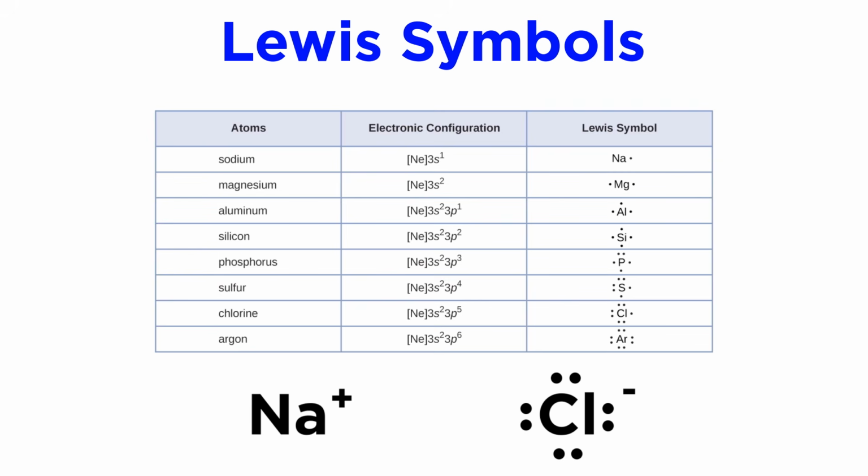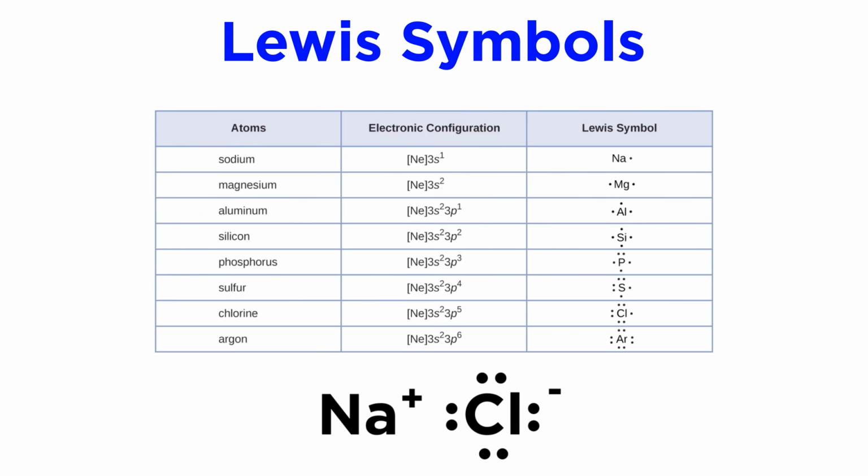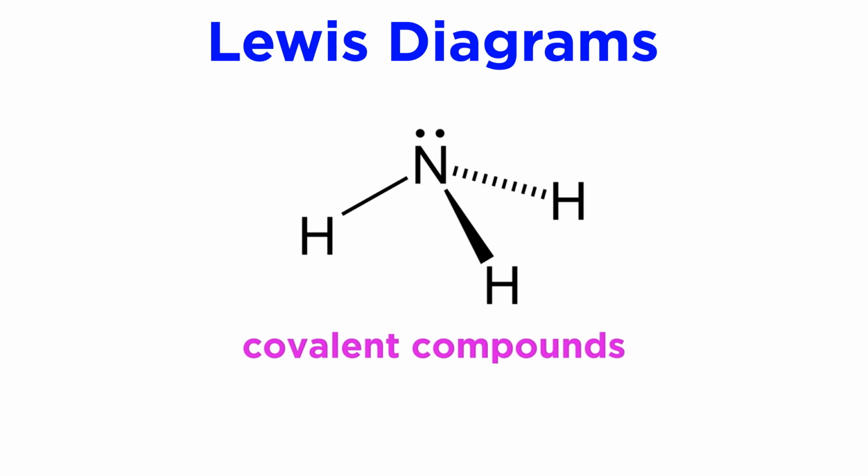These individual Lewis symbols are what we combine in order to show a Lewis diagram for a compound. If that compound is ionic, we simply place the Lewis symbols of the ions next to each other, such as with sodium chloride here. But Lewis diagrams are much more useful in the context of covalent compounds. If we want to use Lewis symbols to represent all the atoms in a covalent compound, we have to show the manner in which the electrons are shared between the atoms.